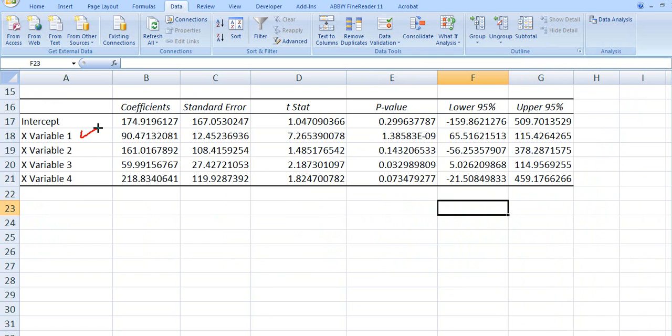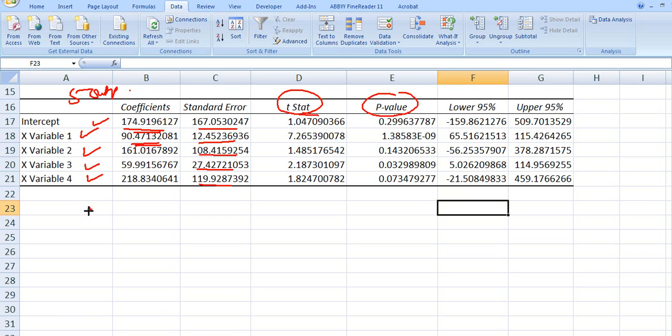The variables x1, x2, x3 and x4 are given, and their coefficients are given over there. Please note that the intercept is also one of the outputs, so there are 5 outputs that we get. Each of them has its own standard error. The t statistic is given and the p value is given.